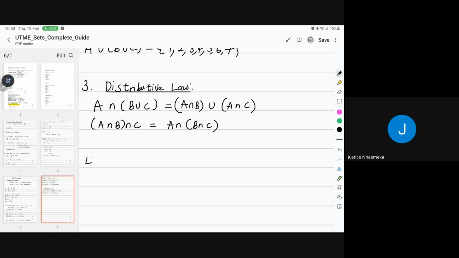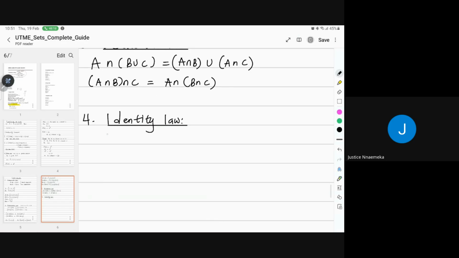Now, the last one is the identity law. So we'll have the identity law, right? That has to do with multiplication. If you take the union of a set A with an empty set, it will give you A, right? If you do A intersect the universal set, it should give you A. All right, so all of these things are the key equations that we need to take note of. Any question on that? Good.